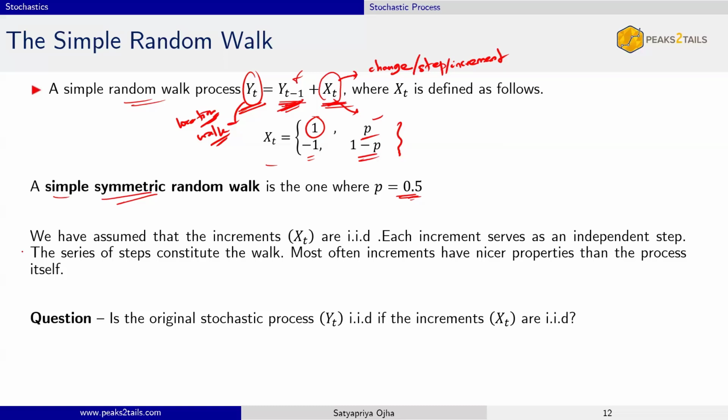Can you think of a simpler random stochastic process? This is the simplest. So let's understand this inside and out. All right, so we have assumed that the increments here are IID. The X_t here is an increment.